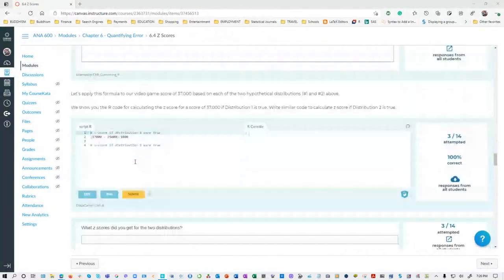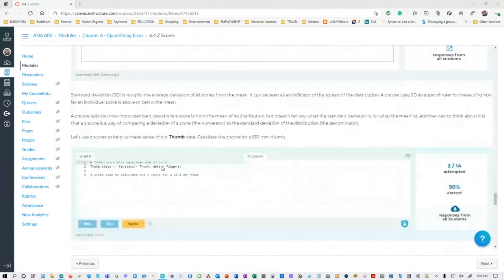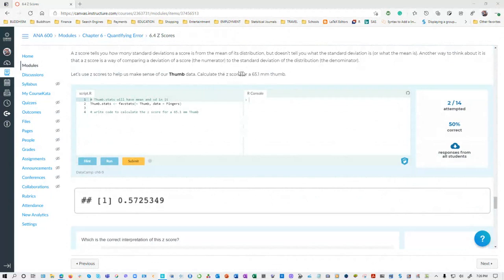We were talking about that one. Now let's apply this. If you have a certain data point, 65.1 millimeter thumb length, and you want to standardize that value, how do you do that? First, you run your favorite statistics to get the mean and standard deviation, and then save into Z.